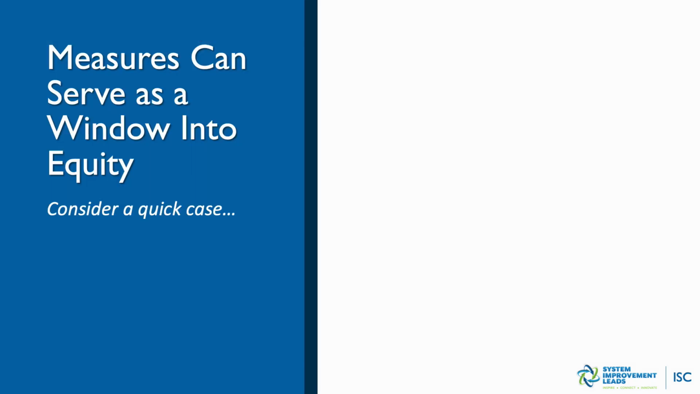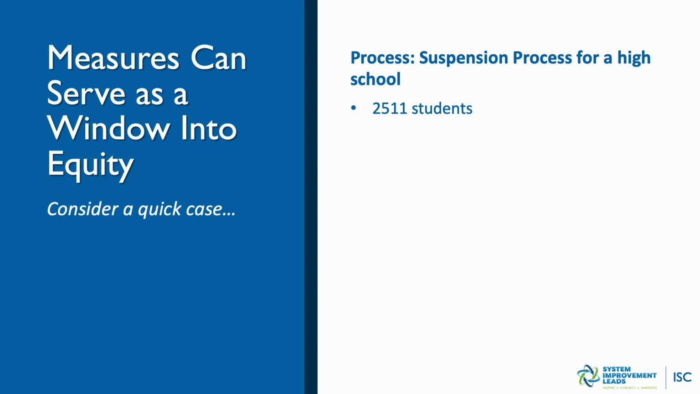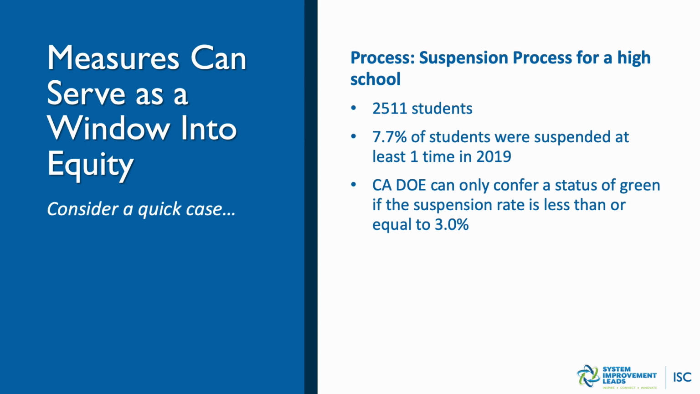Let's look at a quick case where the use of data connected to a process could help a team understand issues of equity in their school. This data comes directly from the California School Dashboard created by the California Department of Education. The process we'll be looking at is the suspension process for a high school. This particular high school has 2,511 students. 7.7% of students were suspended at least one time in 2019. The California Department of Education can only confer a status of green if the suspension rate is less than or equal to 3%.